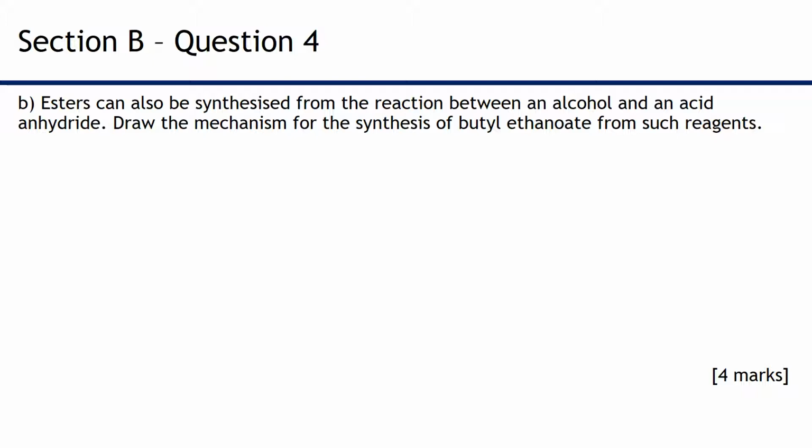Then in part B of question 4, you're told that esters can also be synthesized from the reaction between an alcohol and an acid anhydride. Draw the mechanism for the synthesis of butyl ethanoate from such reagents.